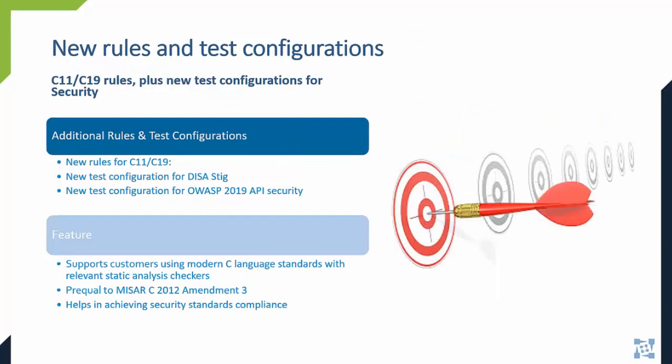Now, Parasoft is always trying to stay ahead and incorporate lots of value into our code analysis engine. So we have added new rules that support features found in C11 and C19. We have also added 2 new security configurations to help you achieve security compliance for the DISA STIG standard and for the OWASP 2019 API security standard. Now, it's important to note that meeting compliance to these 2 standards is more than just performing static analysis. These standards have guidelines that cannot be met solely through static analysis.